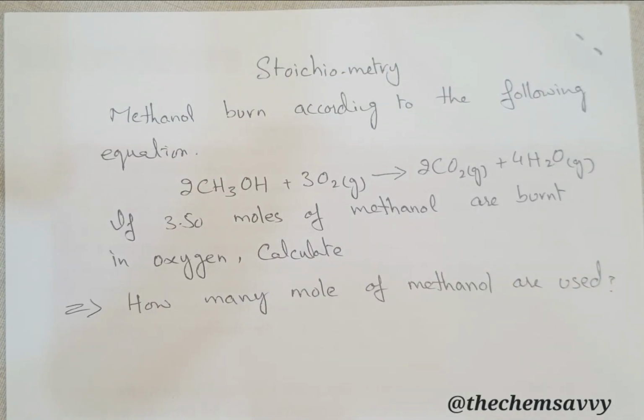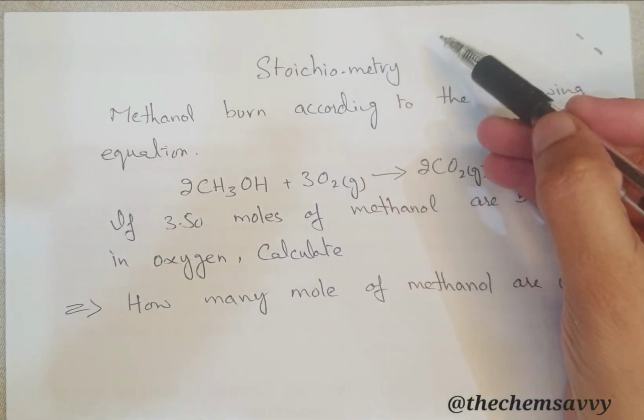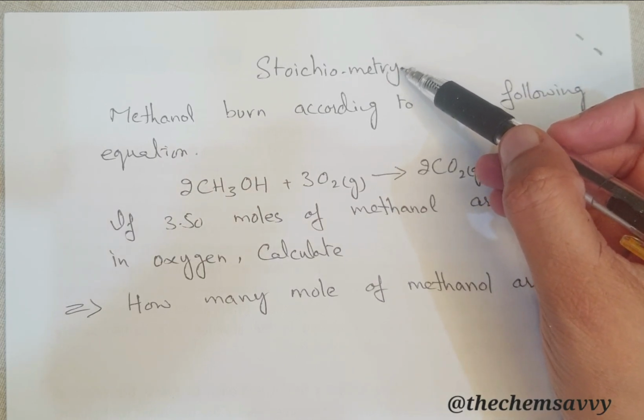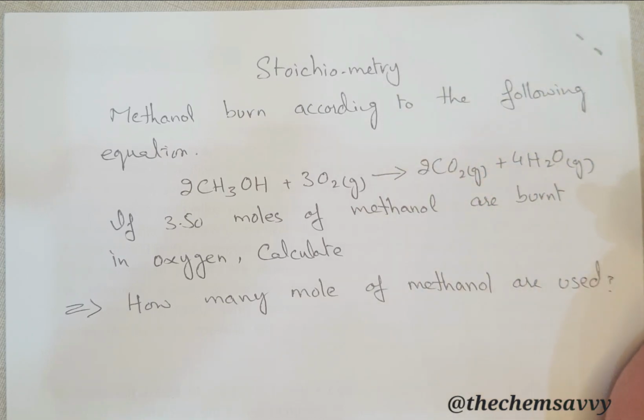Today we are going to solve an example of stoichiometric calculation. Stoichiometry is based on balanced chemical equations, the calculations which we do according to the balanced chemical equations. So first of all we read this example, and then we will discuss certain rules used in stoichiometric calculations, and then we will solve this problem.